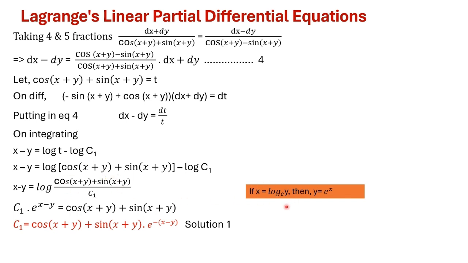So converting it into exponential form, we'll get this c1, we can bring it here. So c1 we will write, and then convert the rest into exponential form. We get e^(x−y) is equal to cos(x+y) + sin(x+y). Then bring this to the other side, so it will become divided by this, or when we take it up, it will become e^(−x−y). So this is solution 1.